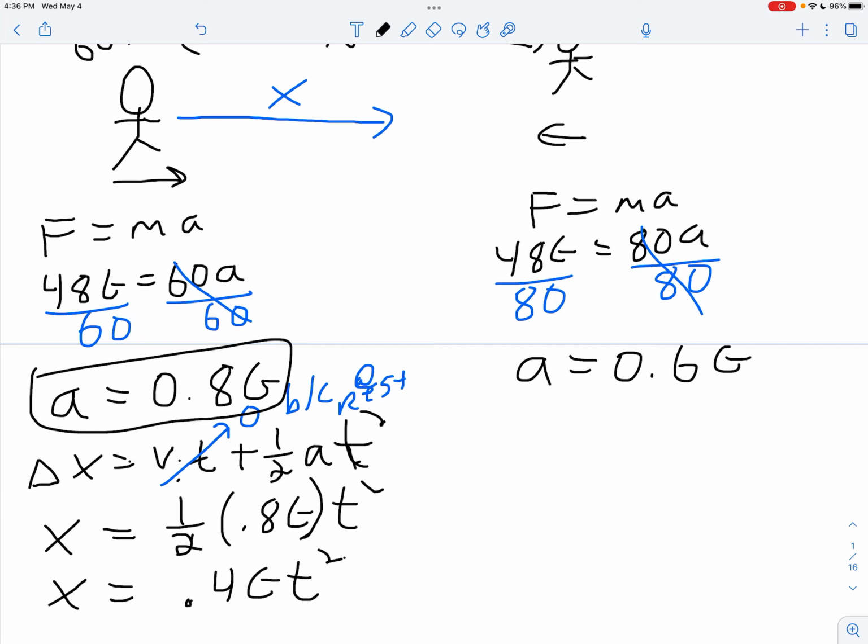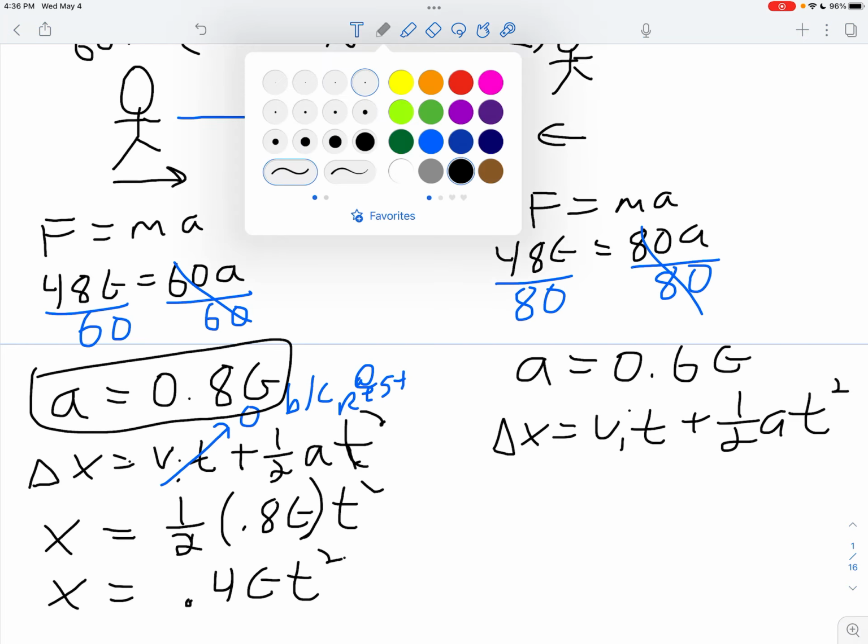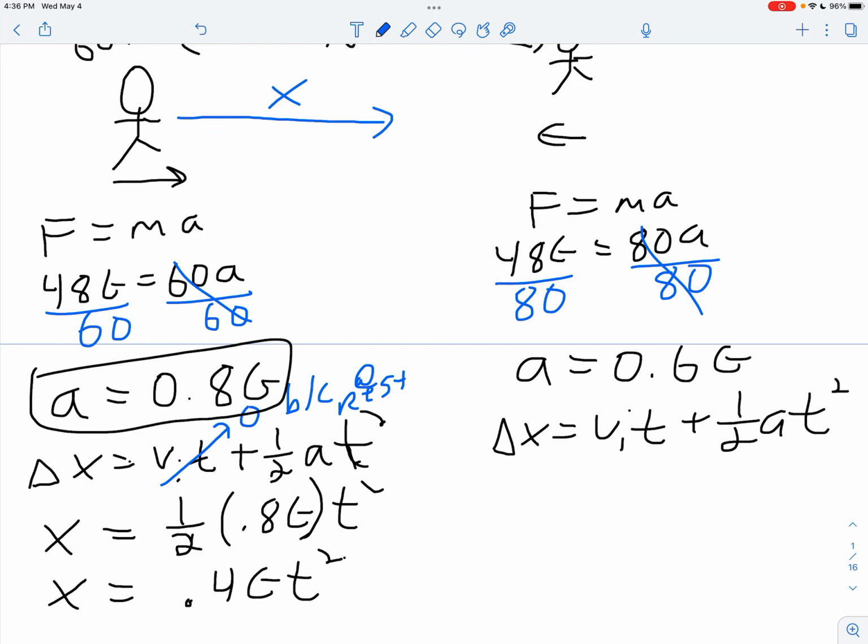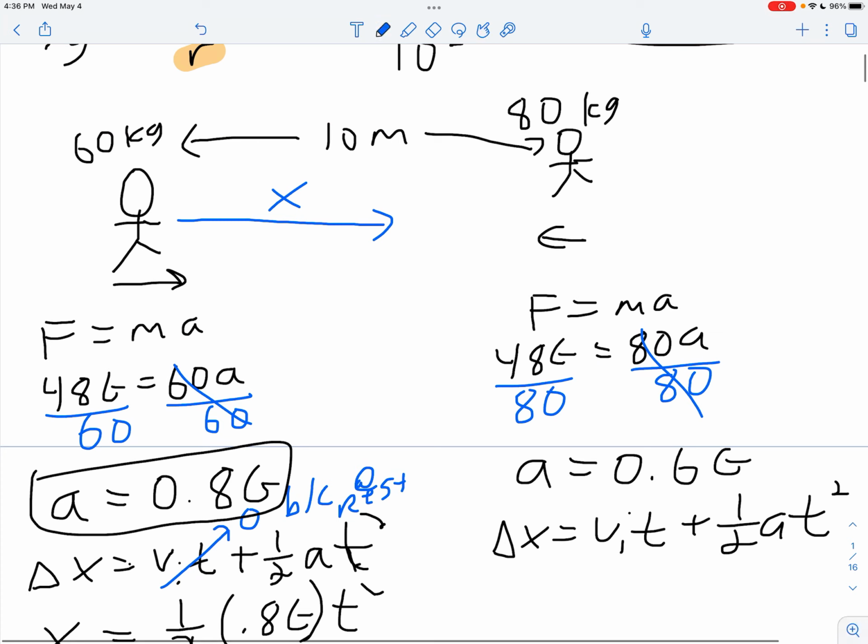So I'm going to do the exact same thing for the other person. I'm going to do the exact same equation for this guy. So I need the distance that the person on the right travels. The person on the right is going to be traveling this way. So what is that distance? Well, let's give this one a number.